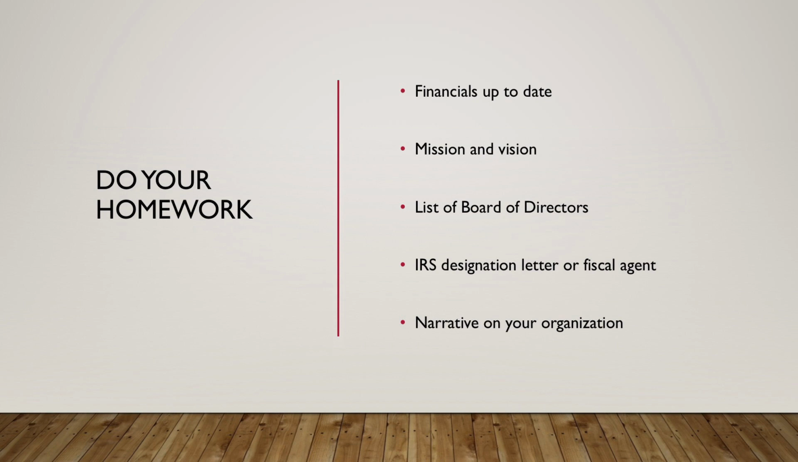You've got a mission and vision. Get a list of board of directors together, just do it right away. And usually the organization that they're with is a great thing to add, and maybe their profession. Get your IRS designation letter. So if you're a 501(c)(3), get that letter from the IRS that says you are a 501(c)(3), or if you're working with a fiscal agent, get that letter ready and just get copies of it. And then a narrative on your organization, what it's about.